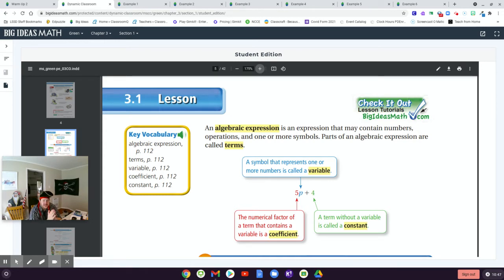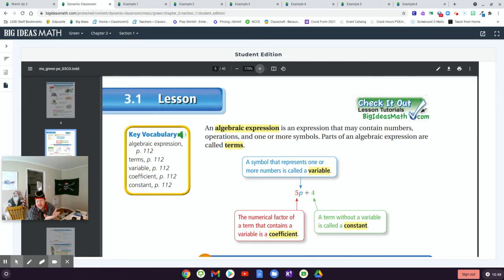So an algebraic expression is basically just a number sentence, and it has terms. So the one that they have here on the screen, this 5p plus 4, has 2 terms. One of the terms is 5p. The other term is 4. So terms are basically separated by plus and minus signs. Now this 4 is a constant. It does not change. It's just 4. The 5 next to p means 5 times p. So whenever you have a number next to a letter, it means to multiply.